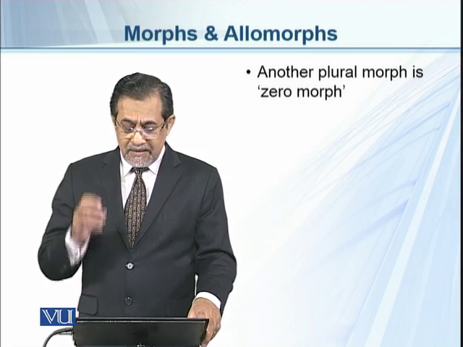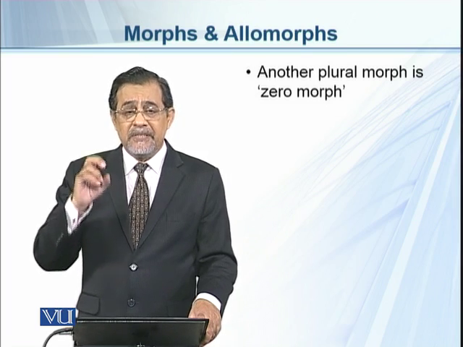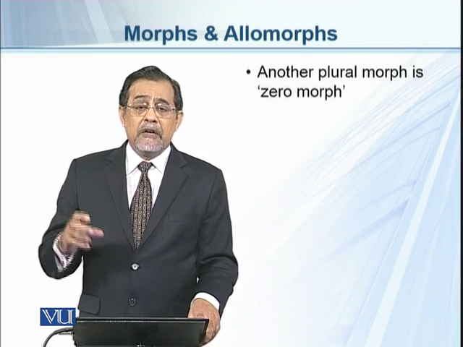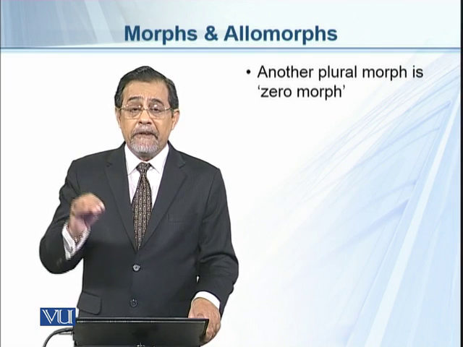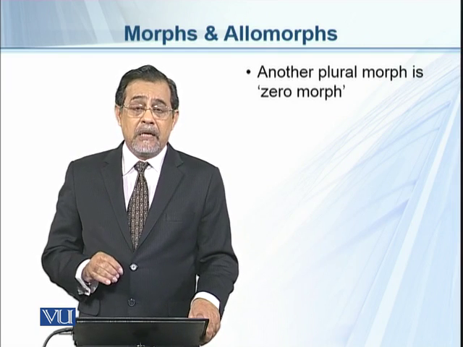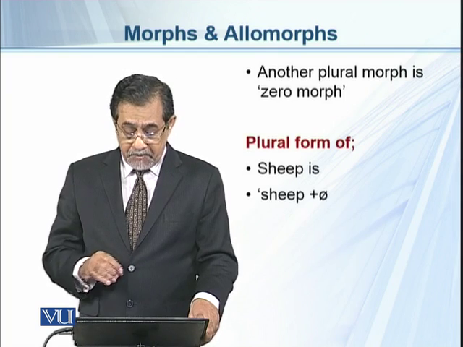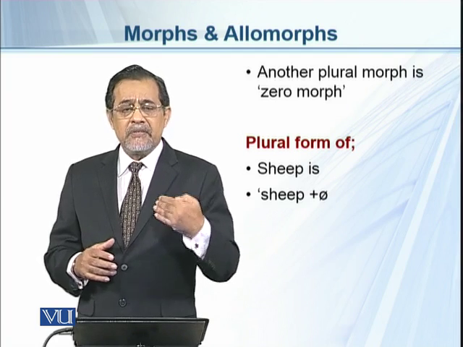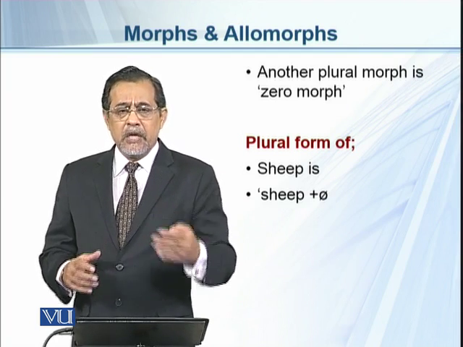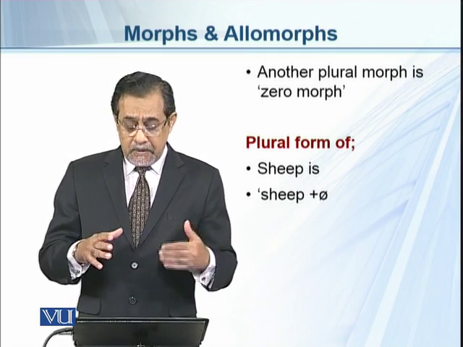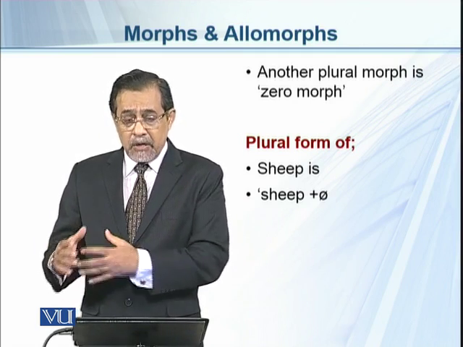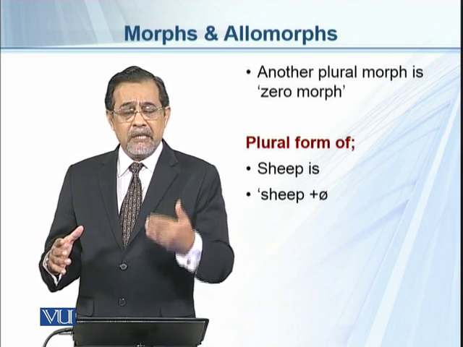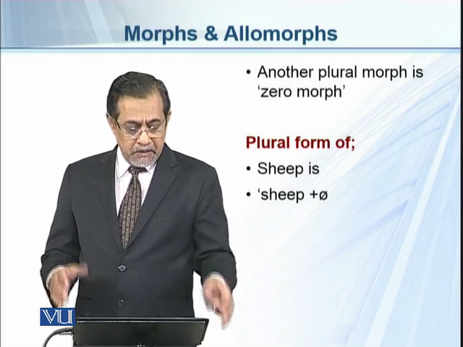Another plural morph is the zeromorph. We use zeromorph with the words which do not take an orthographic plural sound or plural letters. For example, we have sheep, right? So we use sheep as singular as well as plural. So we say that sheep is sheep plus zeromorph. So it is plural. The pronunciation remains the same for singular and plural: one sheep and two sheep.